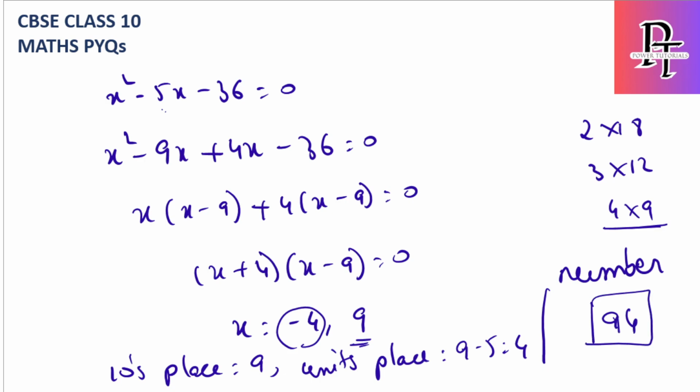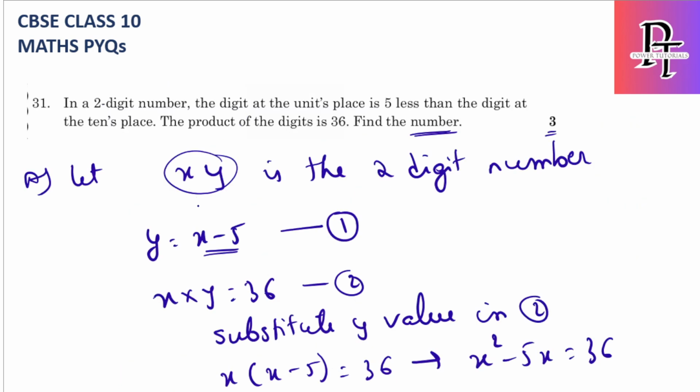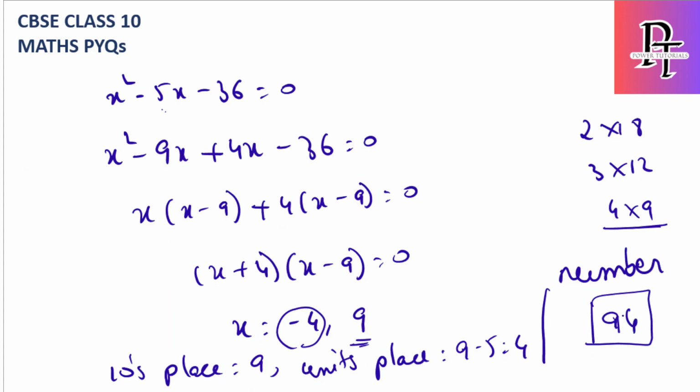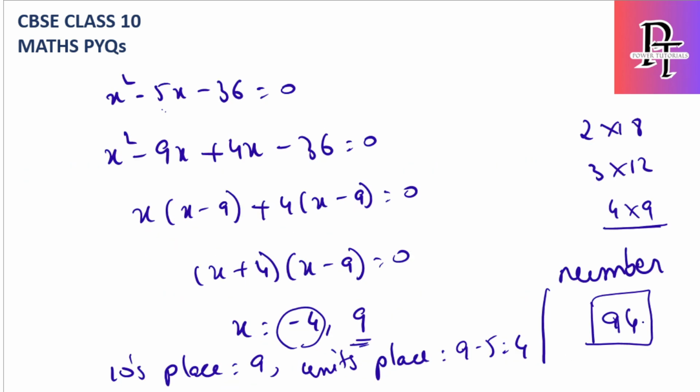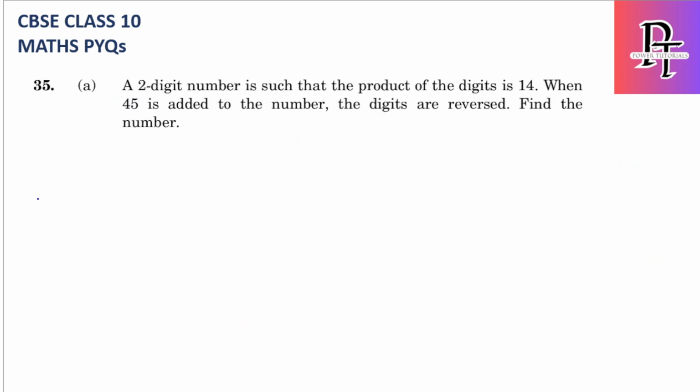You can also cross check what they have mentioned. Units place is 5 less than the digit at tens place. Units place is 4. 4 is equal to 9 minus 5. Correct. The second condition, product should be 36. If you multiply these two numbers, 9 into 4, it is 36. Hence the number is 94. Let's move to the next question.